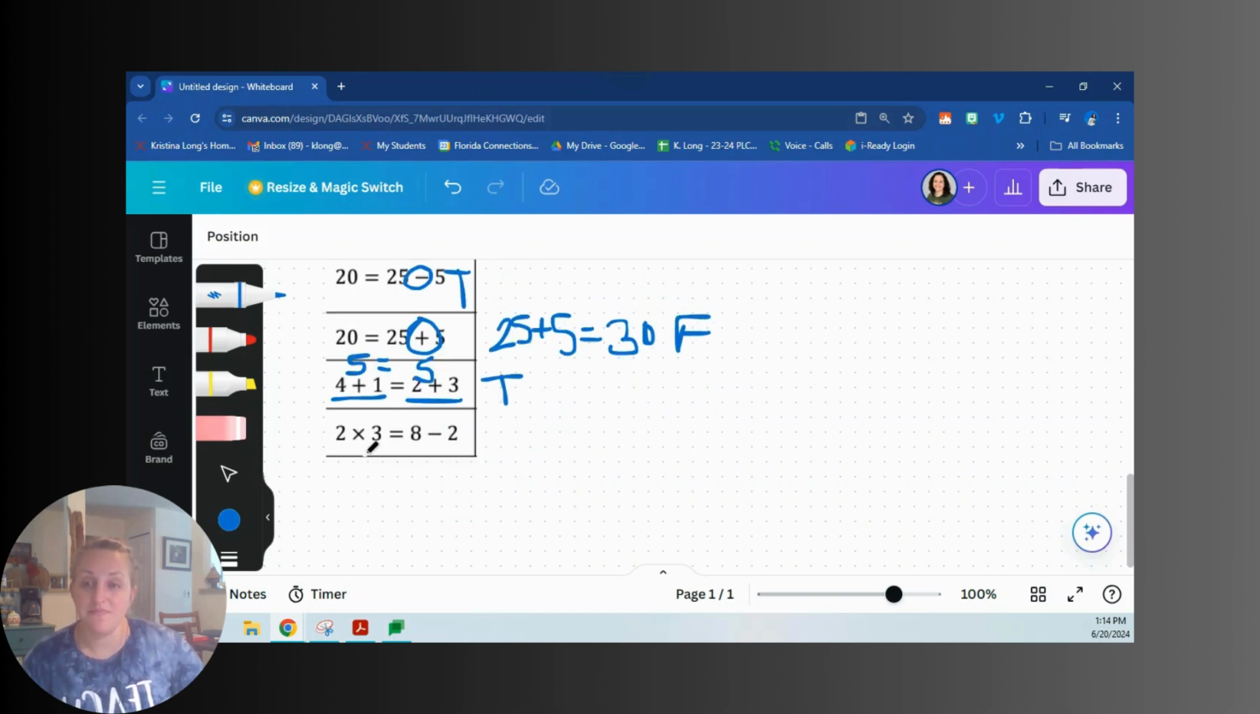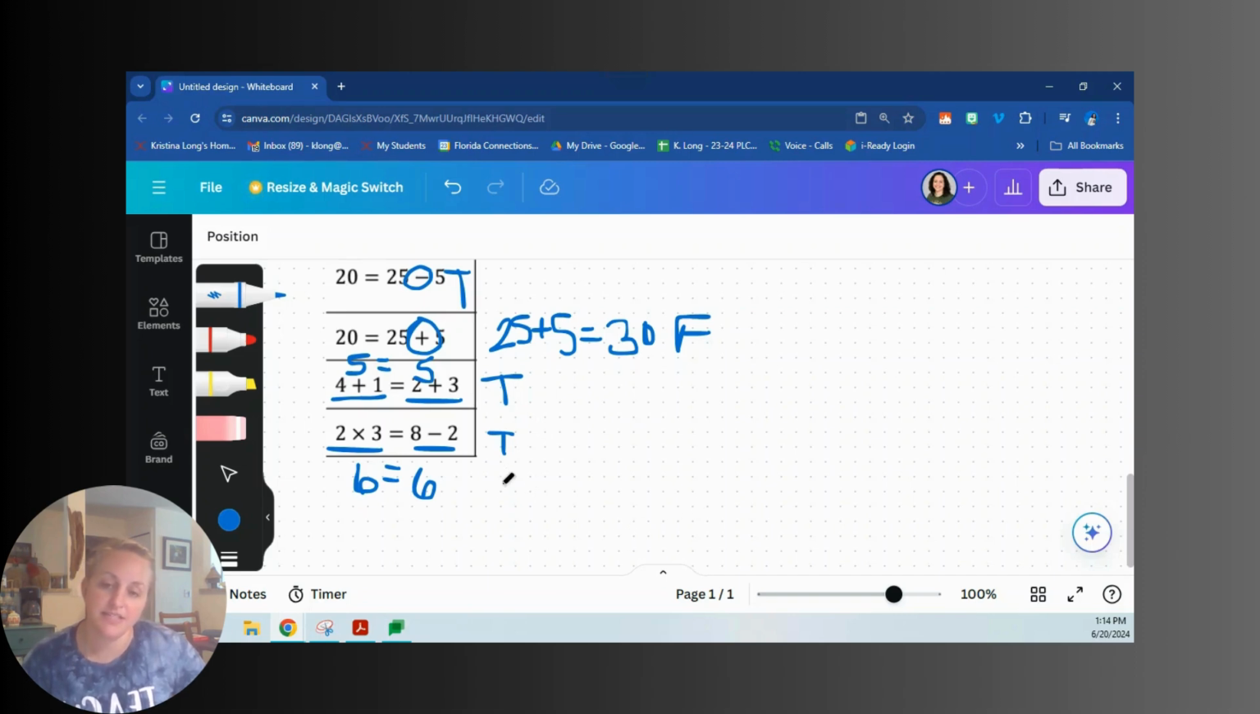All right. And let's look at one last one for today. All right. 2 times 3 is equal to 8 minus 2. All right. Remember, I have to solve both sides to see if I have a good true statement. So 2 times 3 I know is 6. And 8 minus 2 is 6. Is 6 equal to 6? Yes, it is. So that makes it true.